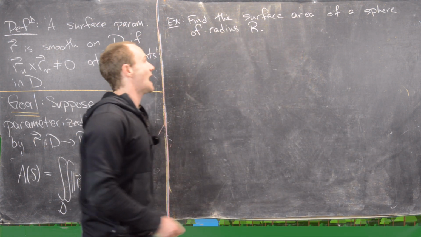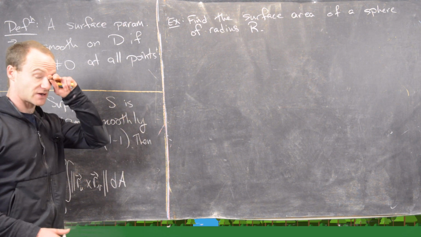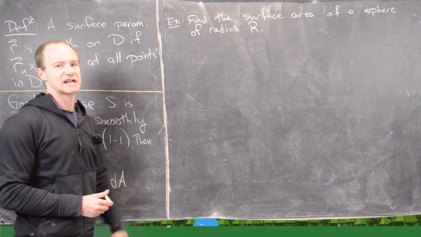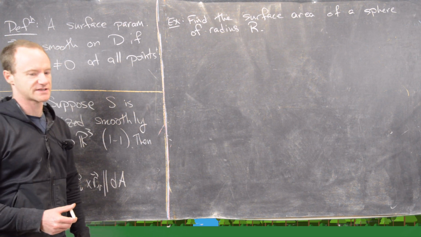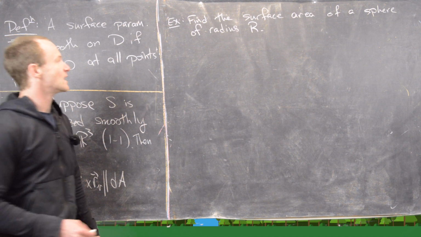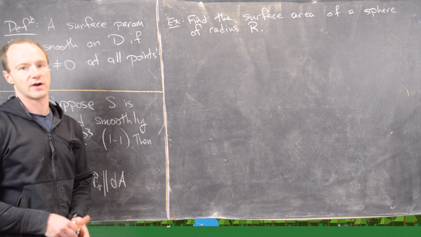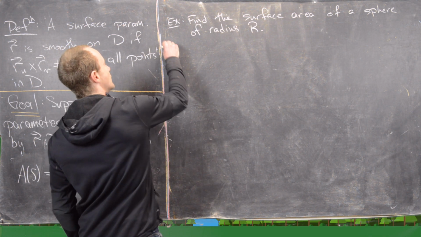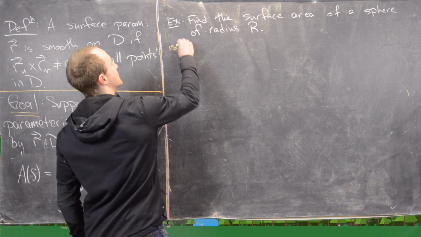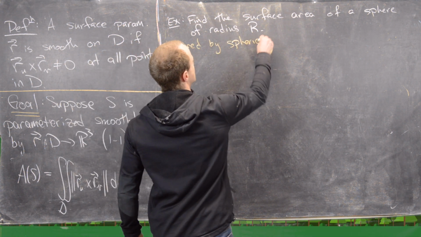Okay, so now what we want to do is find the surface area of a sphere of radius r. This is a good example because we can just look in a textbook for what the surface area of a sphere of radius r is, and so this just checks that this whole system works. Okay, so first of all, we need to parameterize a sphere of radius r. Just like we've done before, we want to take inspiration from spherical coordinates.